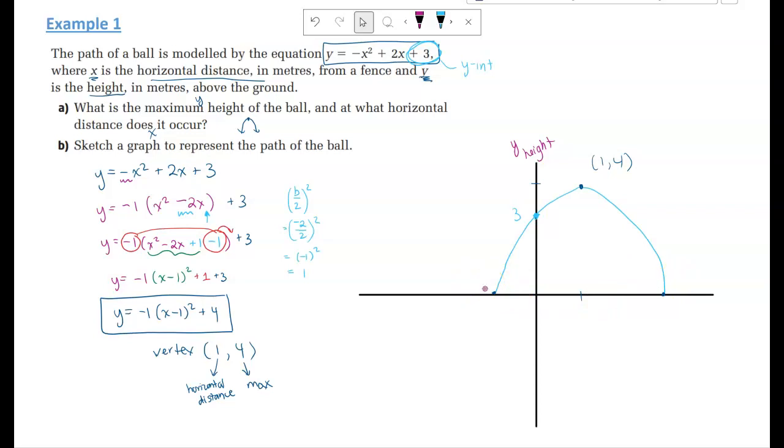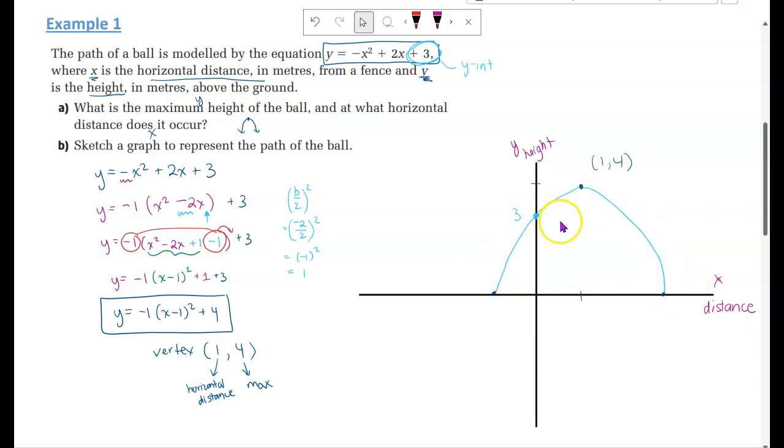But the reason why I can do the negative x values is because the x is just telling us the horizontal distance from the fence in meters. And that horizontal distance can be in front of the fence, so being the positive x realm, or it can be behind the fence, which is the negative x realm. So that's why that's allowed.